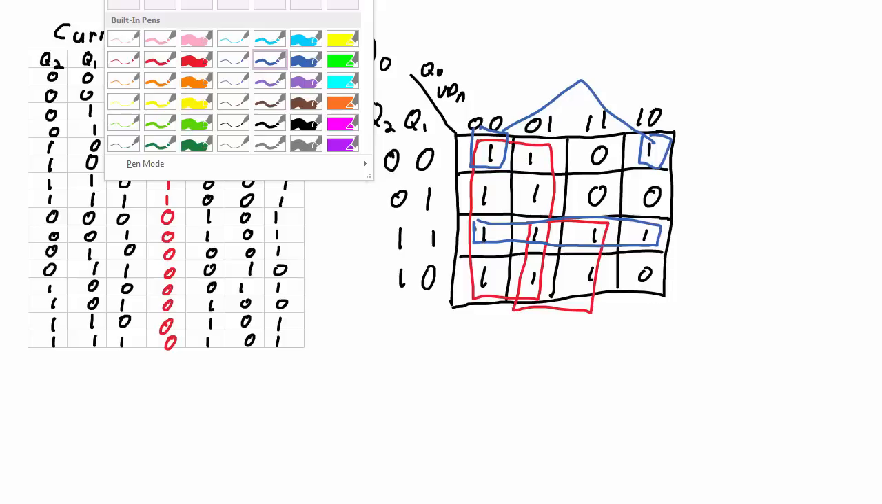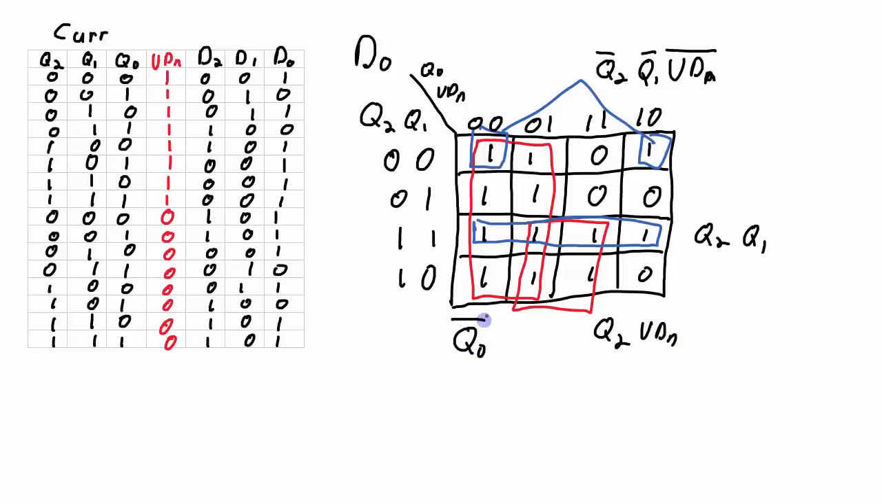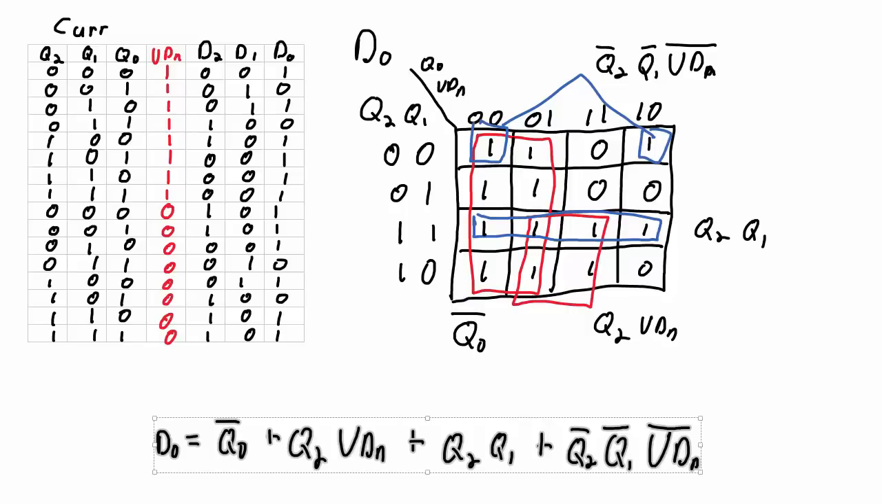Each one of these groups has an expression, so the group at the top here will be not Q2, not Q1, not up, down. This group of four will be Q2, Q1. This group of four right there will be Q2, up, down. And this group of eight will be not Q0. Combining those four product terms together in one OR expression gives me an expression for D0 that looks like this.